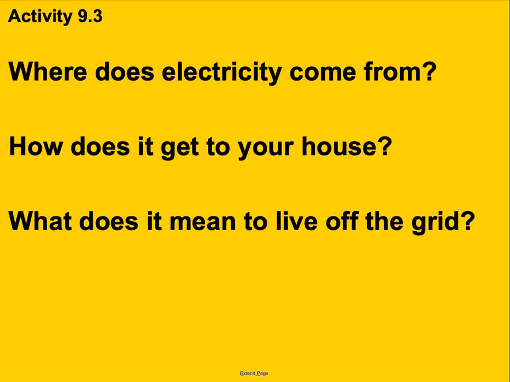So first of all, how does it get to your house? So it travels through transmission lines or power lines from the power plants to your house. And when we think of all these power plants and all the factories and houses and everything that uses electricity, all this connected together is called the grid. So what it means to live off the grid is you're not connected to any outside power lines. You generate all your own electricity.